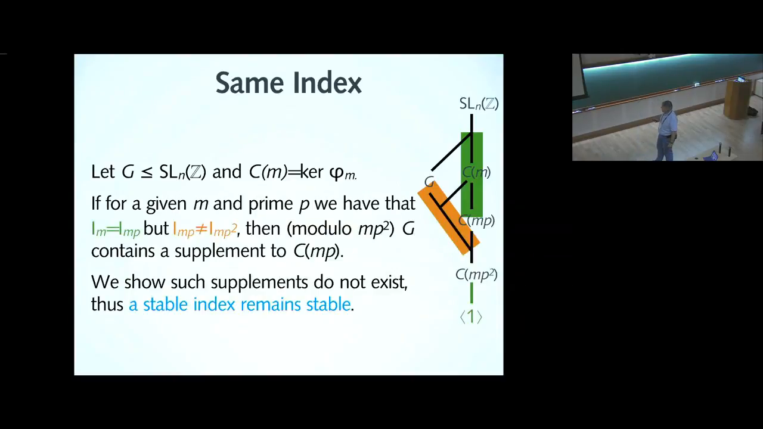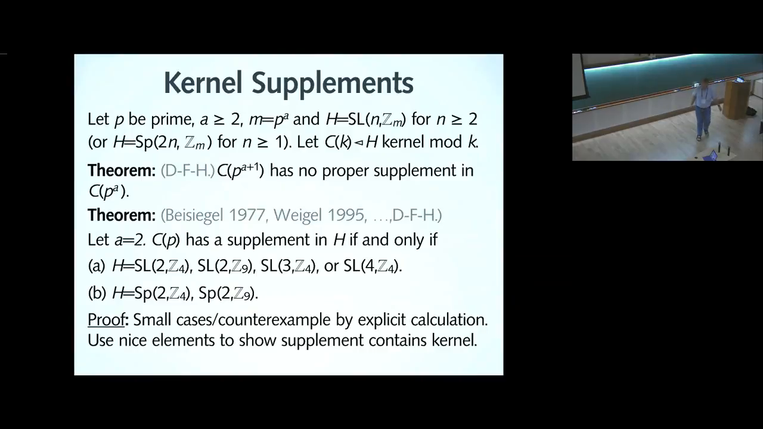Then, if I work modulo MP squared, the group G, modulo MP squared, the index is larger, but modulo M and modulo MP, the index is the same, then G must be a complement here. A complement to this natural kernel of the reduction modulo MP. Not a complement, a supplement. And our proof is essentially to show that such supplements do not exist. Therefore, the index has to be stable. Let me briefly state this.